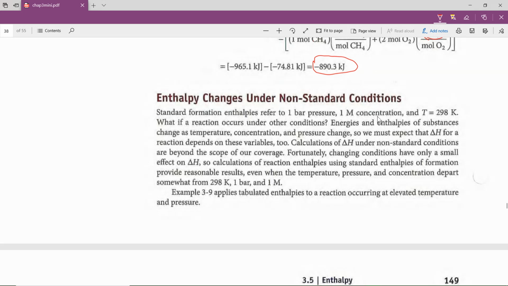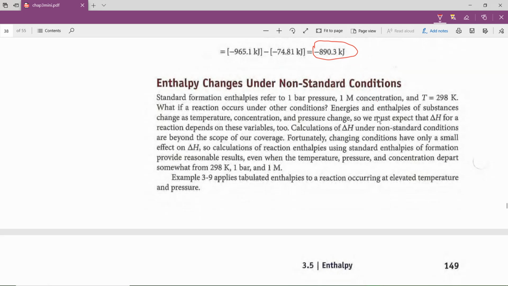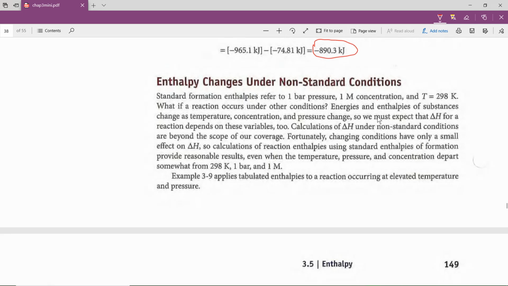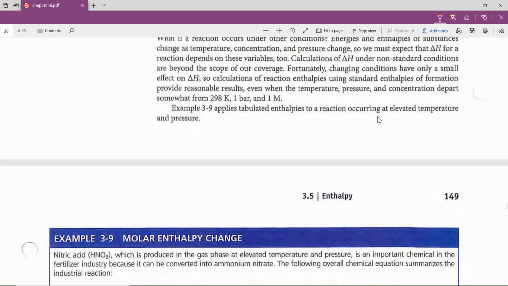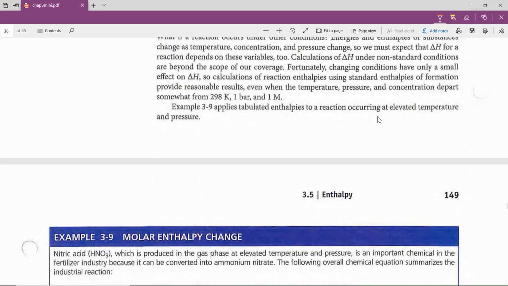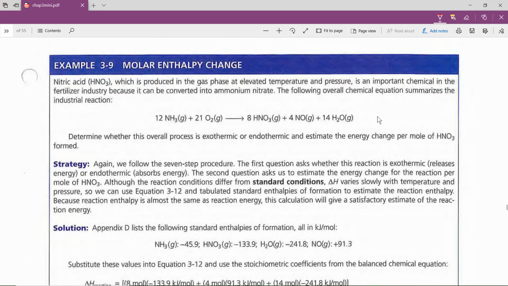So anyways, under non-standard conditions, that's a bit more complicated, but the differences in delta H aren't going to be that big, even when we depart somewhat from 298 Kelvin, 1 bar, and 1 molar. So that'll be good enough, just for example, if you're at a slightly different case.